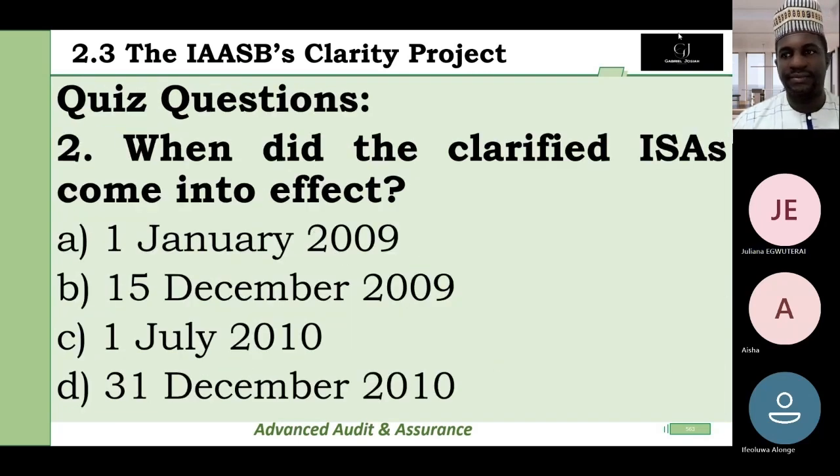When did the clarified ISAs come into effect? A, 1st January 2009. B, 15 December. Remember this also. July. ICAN will not ask you this one. This one is just for short-term recall. It's history class.